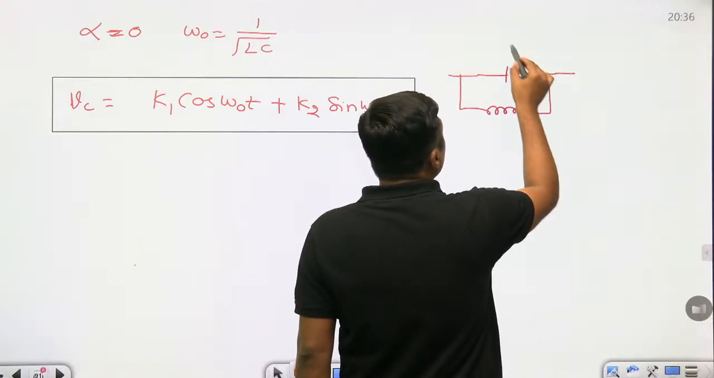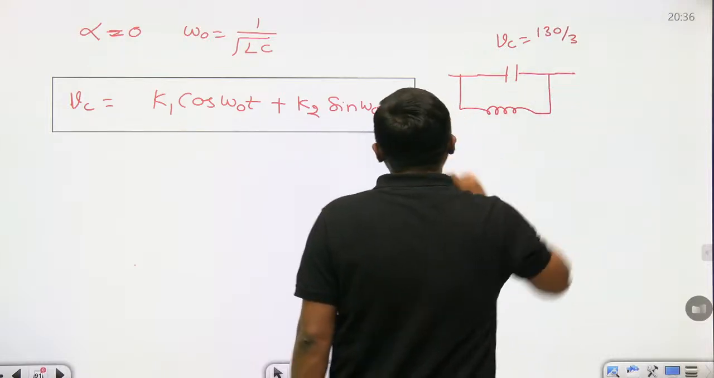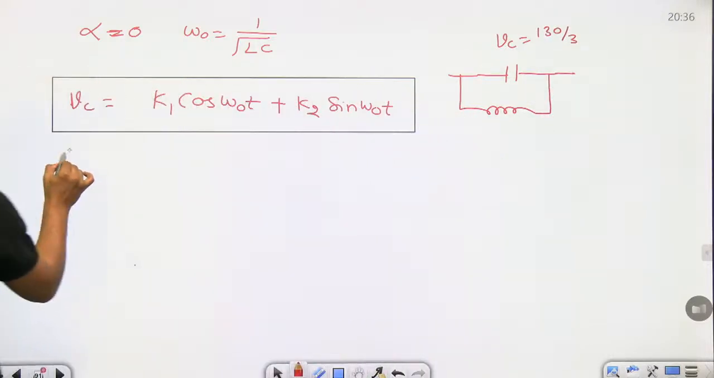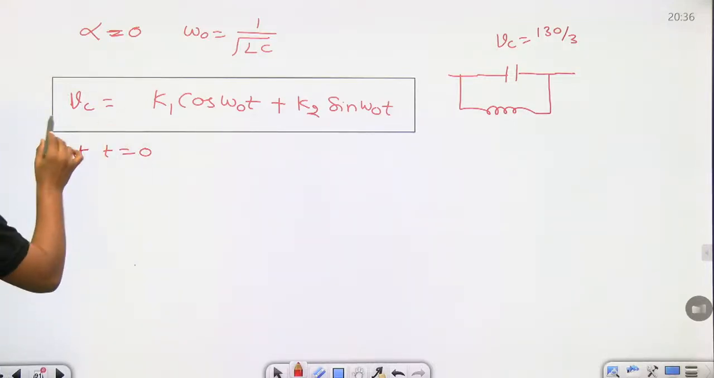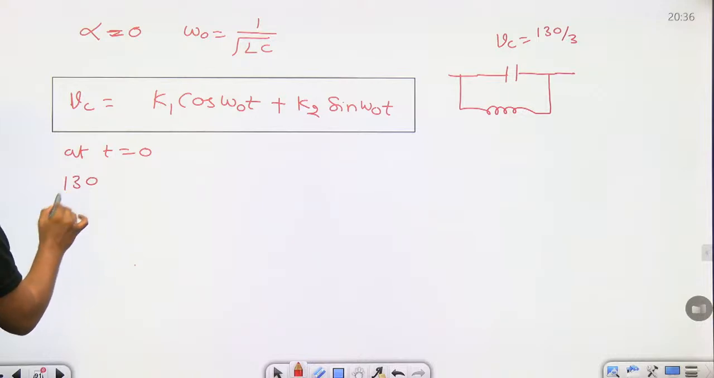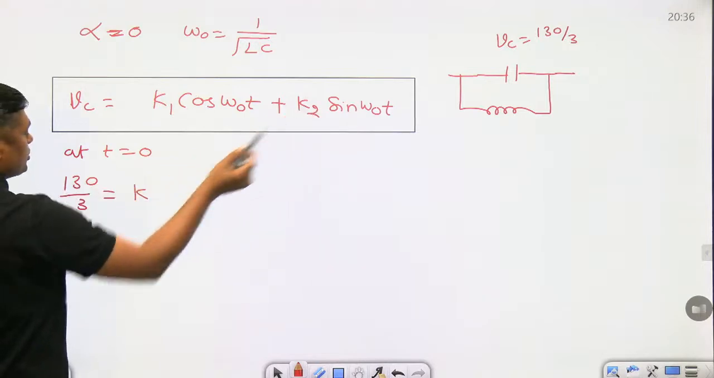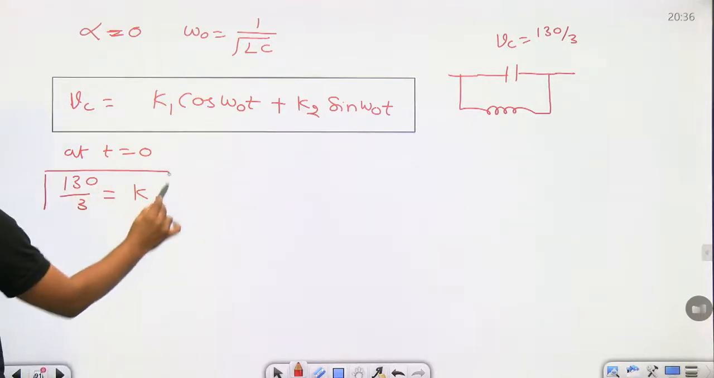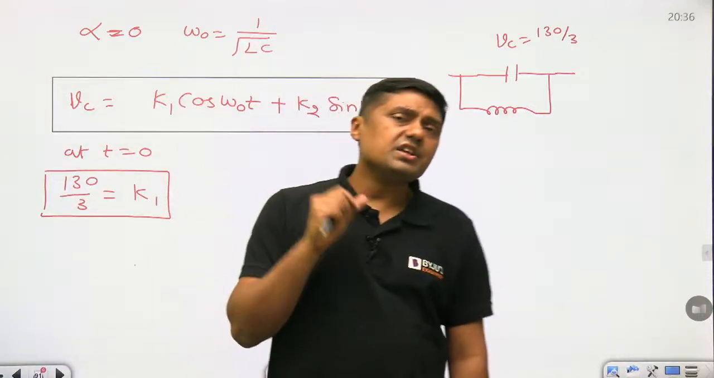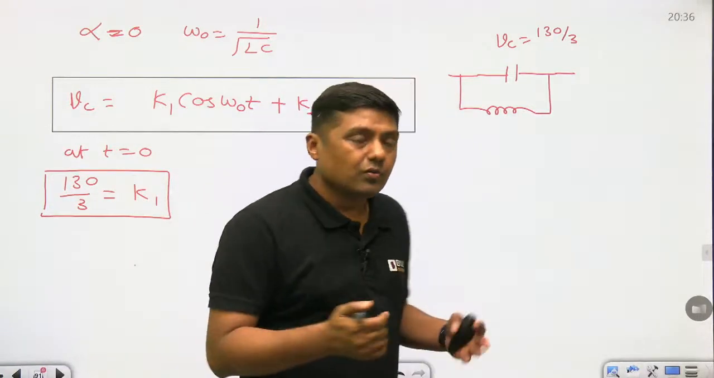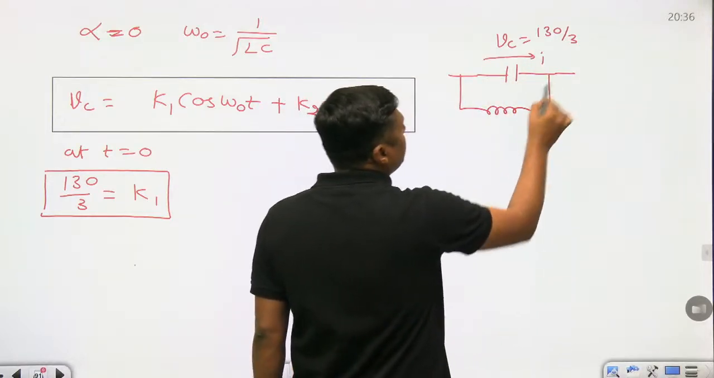So what is the initial voltage across the capacitor? 130 divided by 3. So exactly at t equal to 0, what is the value of K1? So Vc is 130 divided by 3. K1, cos of 0 is 1, sin of 0 is 0. So you can find the value of K1. What is the initial current through the inductor? 0. And that current will pass through the capacitor also because they are connected.